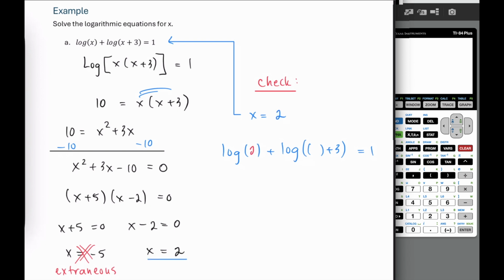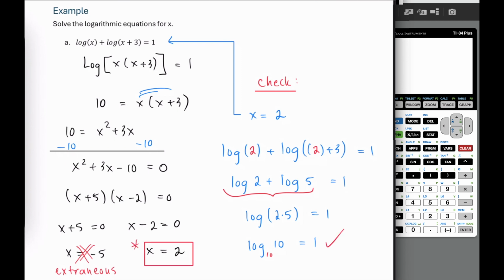We'll plug 2 into the x values and then see if this makes a true statement. So we have the log base 10 of 2 plus the log base 10 of 5 is equal to 1. By the product rule, we know that log base 10 of 2 plus log base 10 of 5 is equal to log base 10 of those two arguments multiplied together, which is 10, and the log base 10 of 10, remember this is an implied base 10, is actually equal to 1. So this answer does work.